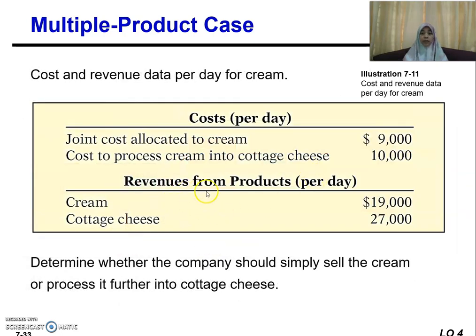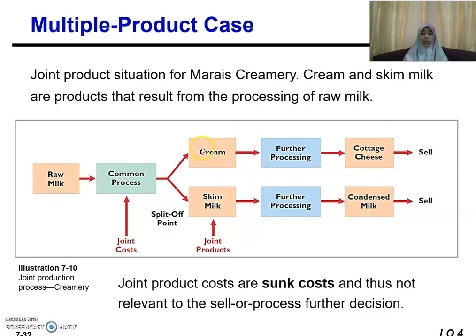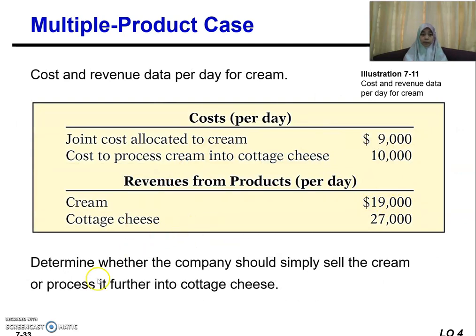And then what about the revenue? Revenue for cream is 19,000 and for cottage cheese is 27,000. That means the cream, if you were to sell, you will get 19,000. If you were to sell cottage cheese here, then the sales revenue that you're going to get is 27,000.